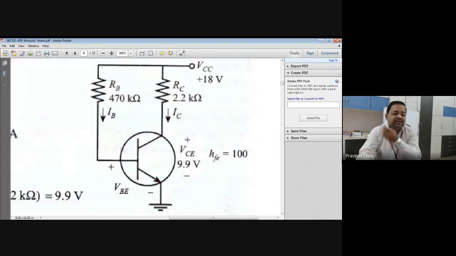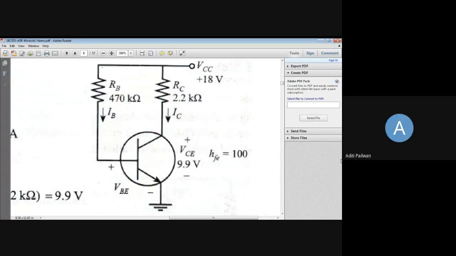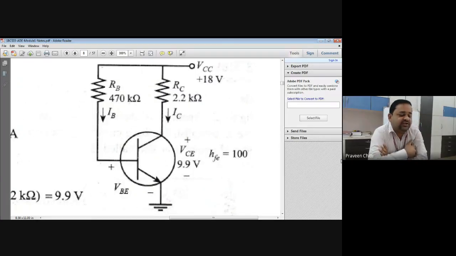So can you tell me now what is the KVL equation for the input, Aditi? VCC is equal to IB into RB plus VBE. Very good. VCC equal to IB into RB plus VBE. So what we are interested in is IB. So what is IB from that equation then? Aditi, what is IB? You told VCC equal to IB into RB plus VBE. So how do you get IB from that equation now?